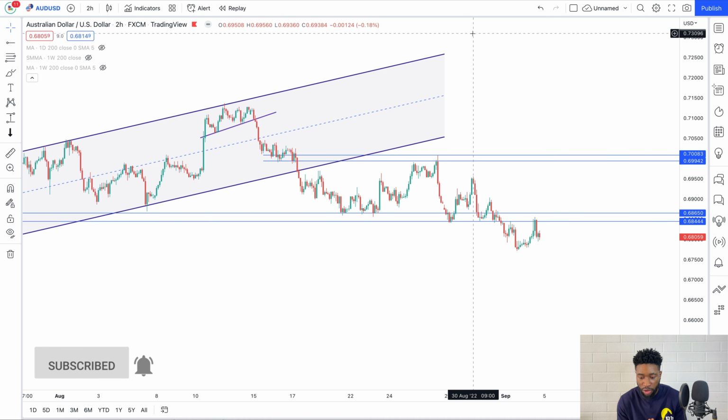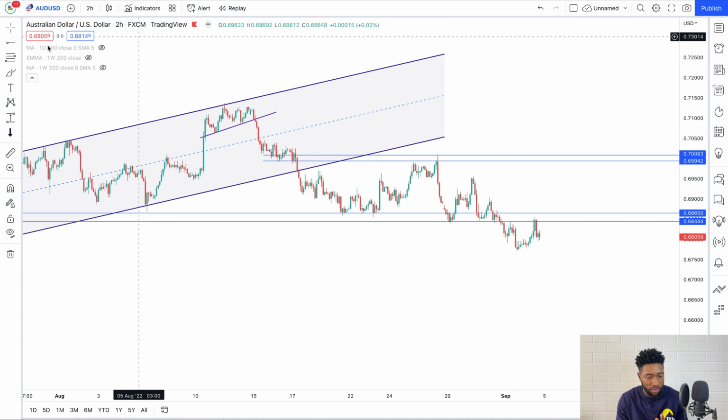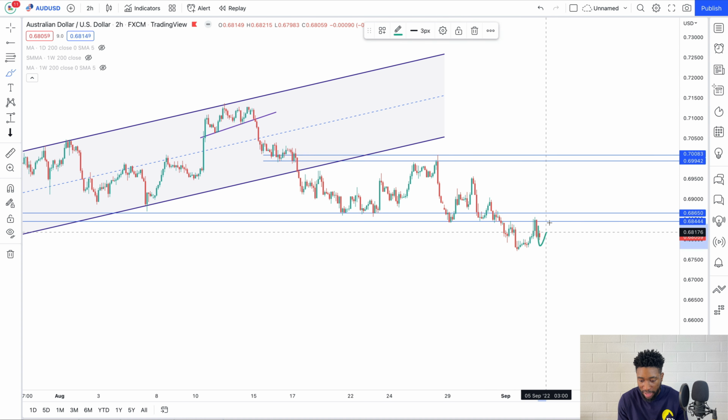So after that consolidation, wherever you get a breakout is the decision the market has made, the direction the market has decided to move towards. Okay, so that's why I wait for that consolidation. So I wait for the bulls and the bears to decide. So that's why we're going to see moves like this.